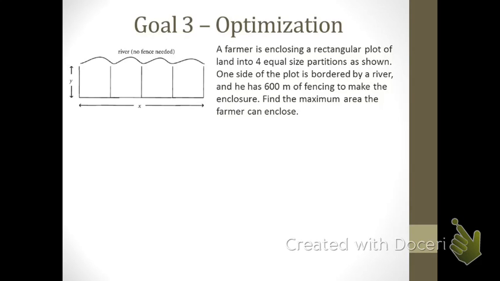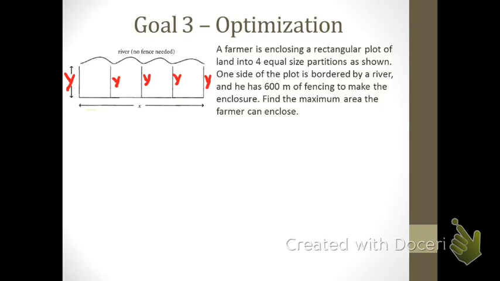Secondly, he's wanting to divide this into 4 equal-sized partitions. Now, you see the entire length for what he wants to enclose is x units long. That's the length. And then the width is y units. Every little line that you see here apart from the river is something that's going to be fenced. And we have 1, 2, 3, 4, 5 little vertical segments, if you will, that need to be fenced. That's going to be important to us in a moment.